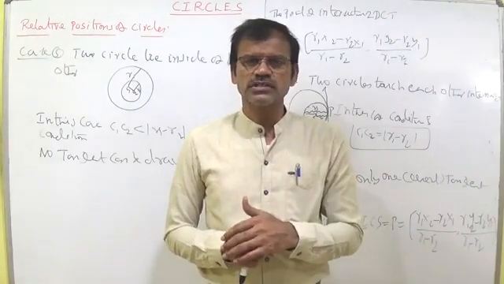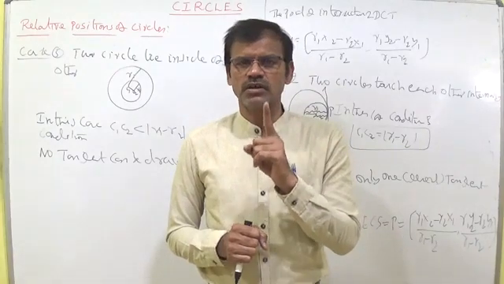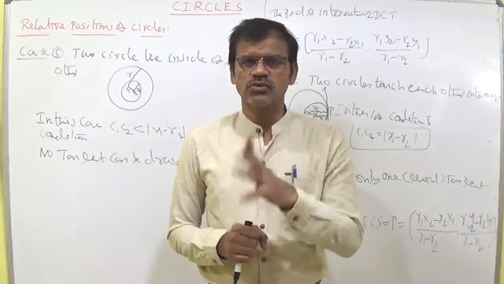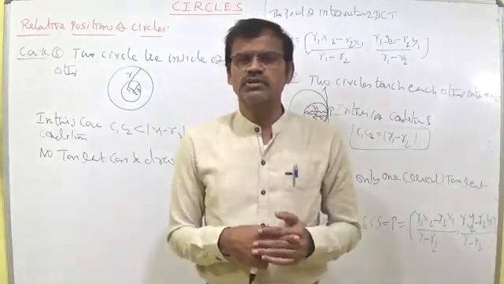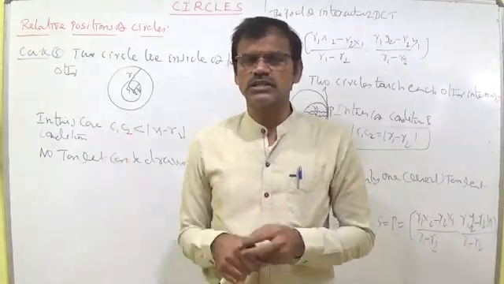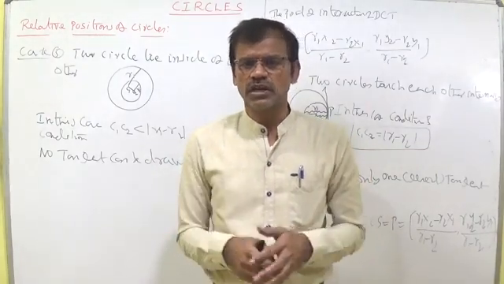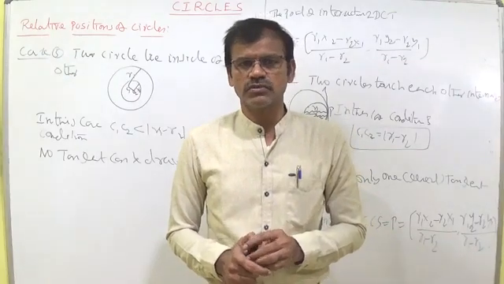Next, in the fourth case, 2 circles touch each other internally. Only 1 common tangent can be drawn. That too, the point of contact is ECS. Of course, it is the only general tangent. In the fourth condition, C1 C2 is equal to modulus of R1 minus R2. In the fifth condition, C1 C2 is less than modulus of R1 minus R2. We cannot draw any tangent. No tangent can be drawn, so number of tangents equal to 0.